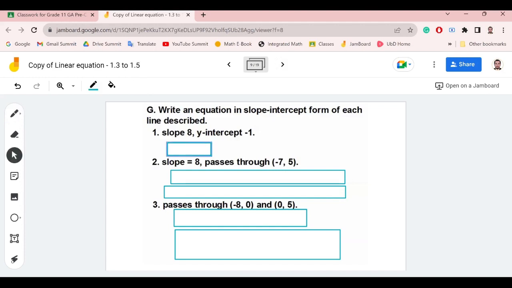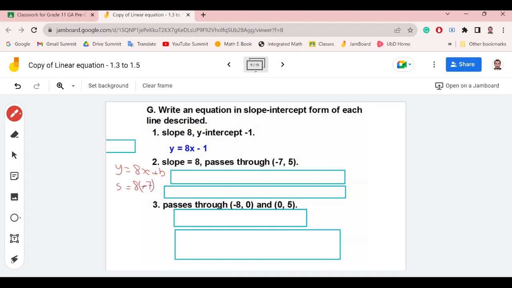Okay, how can we write this? Yes. Okay, then slope equals 8 and passes through the point negative 7, 5. How can we solve this? Yes, you can insert the points. So just let me do the first step. So y equals 8x plus b, right? So you can just take this point and substitute: 5 equals 8 times negative 7 plus b. Then you can find b, then you can write the equation.